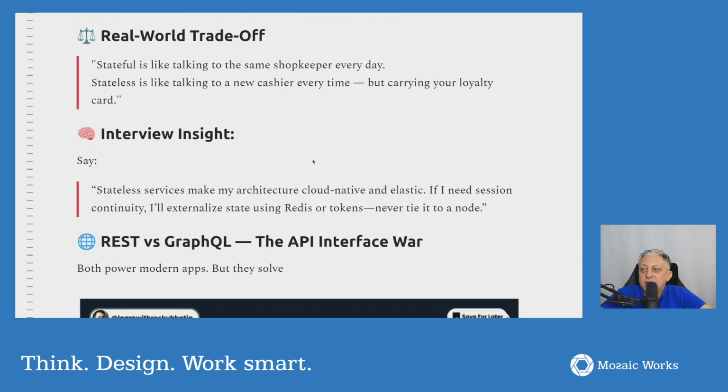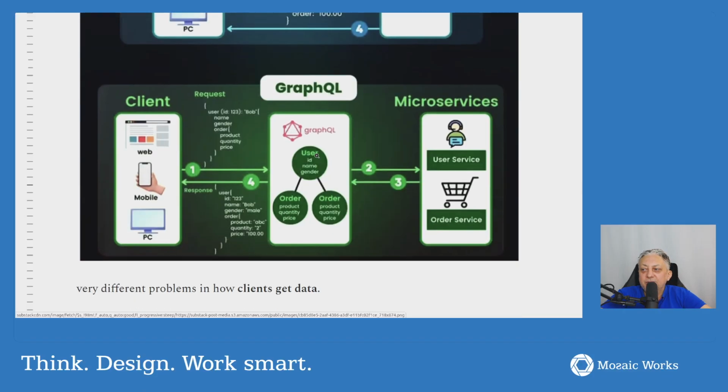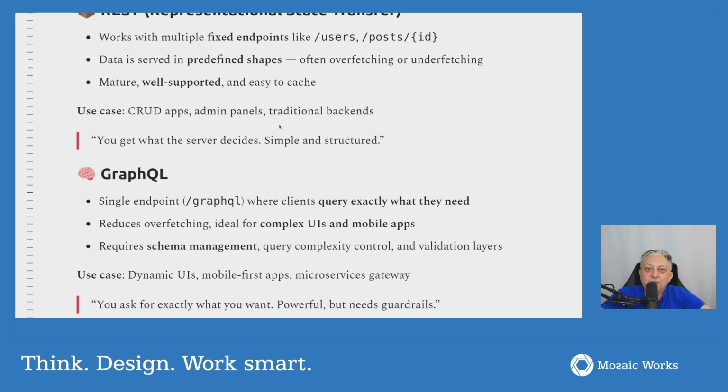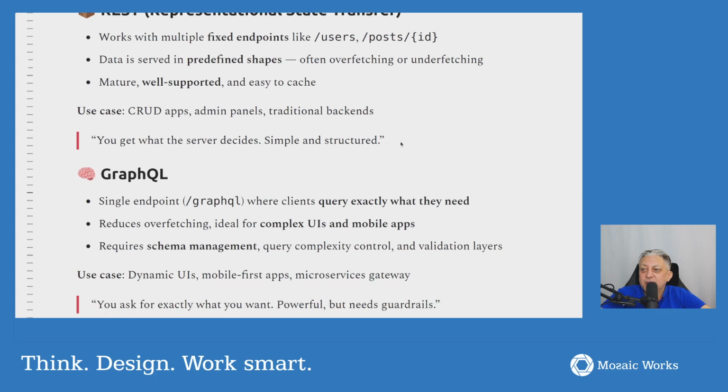And let's take another one, REST versus GraphQL. The API interface: both powerful for modern apps, but they solve very different problems. REST works with multiple fixed endpoints. Data is served in predefined shapes, mature, well supported, easy to cache. Particularly if you use idempotency correctly for REST, which, let me tell you, is rarely the case based on what I've seen in the wild. Use cases: CRUD apps, admin panels, traditional backends. You get what the server decides, simple and structured.